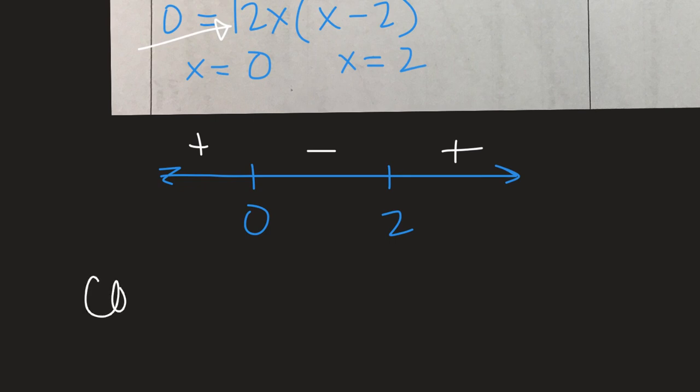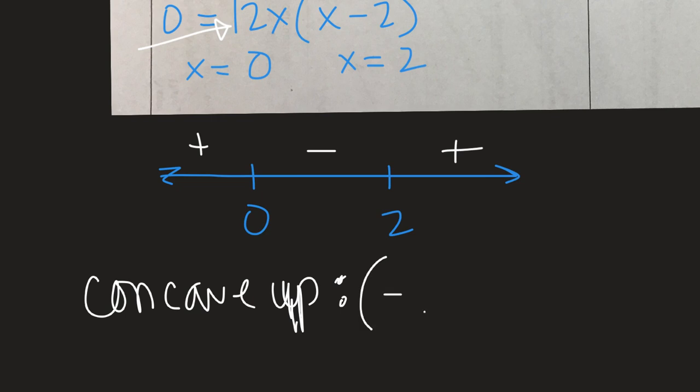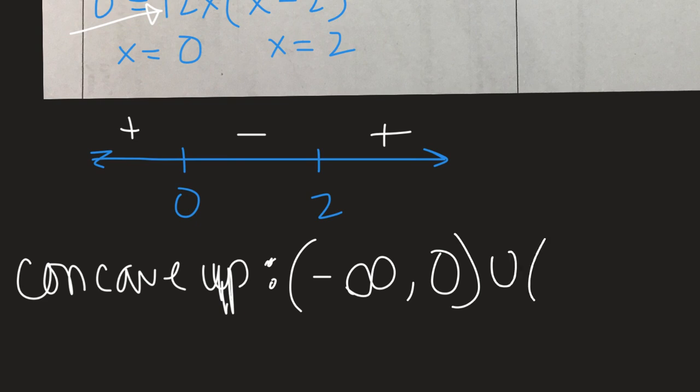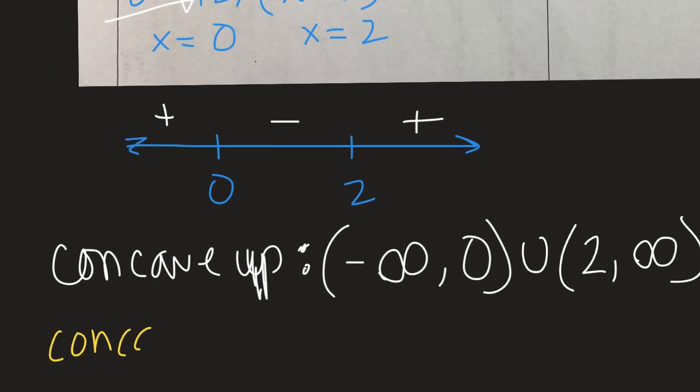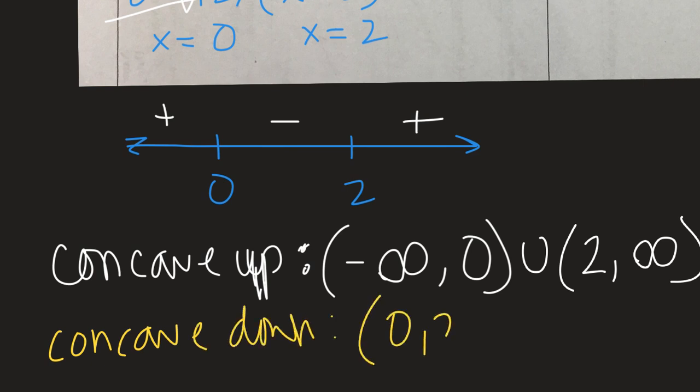So let's see on which intervals it is going to be concave up. Concave up is where our second derivative is positive. So from negative infinity to 0, and from 2 to infinity, our function is going to be concave up on those two intervals. And similarly, our graph is going to be concave down on the interval from 0 to 2.